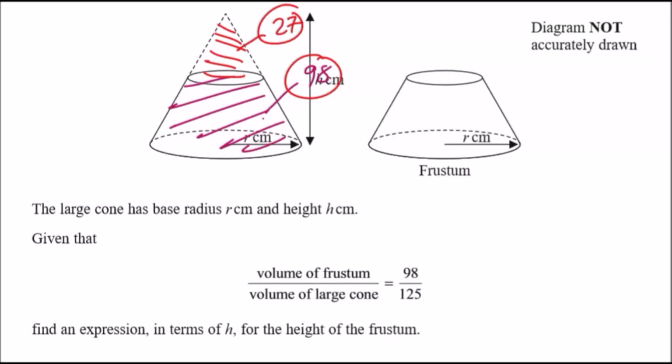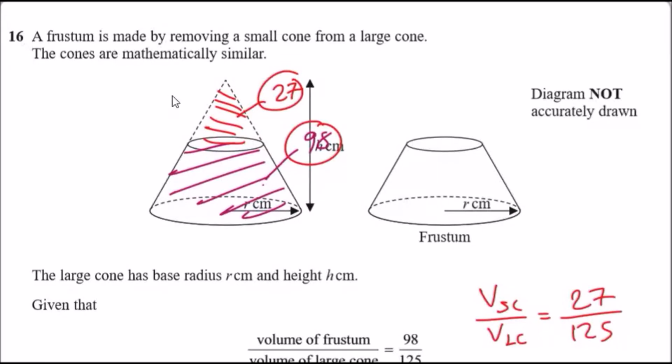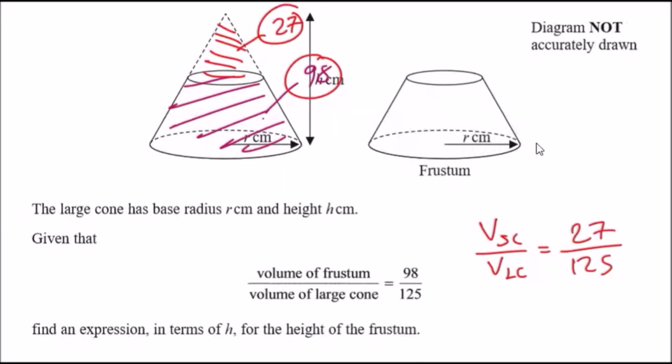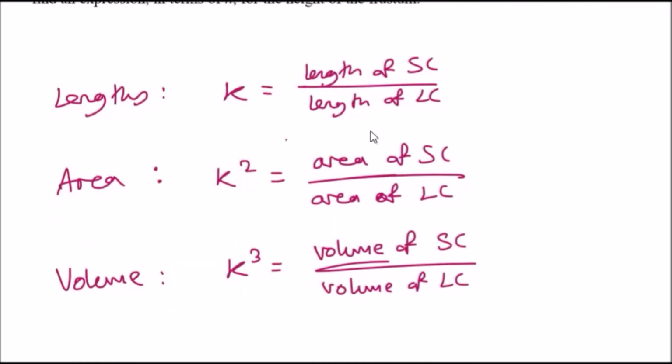Okay, so that tells us that the volume of the small cone to the volume of the large cone has a relationship of 27 out of 125 parts. Cool. Now, what does this tell us? Well, when you work with mathematically similar things, the volume and the scale factor in general are all related. So I'm just going to jot this down.